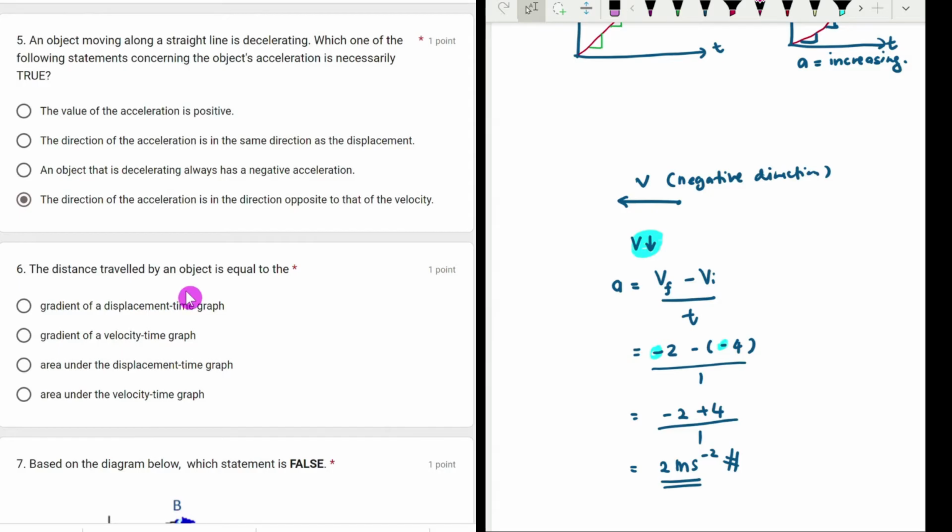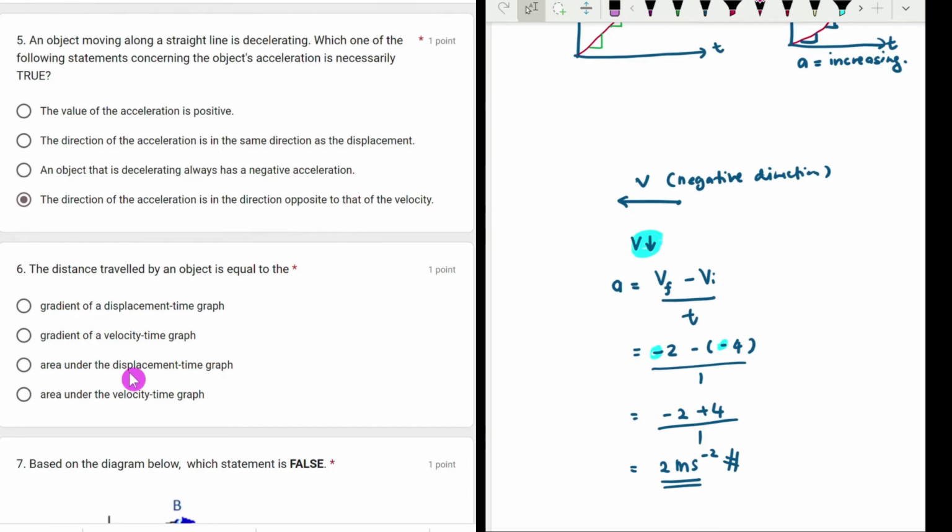Okay, so question number 6. The distance traveled by an object is equal to the distance travel. So look at the type of the graph. So displacement time graph, ini salah, gradient. Velocity time graph, gradient salah. Gradient of velocity time graph akan bagi you nilai acceleration of the motion.